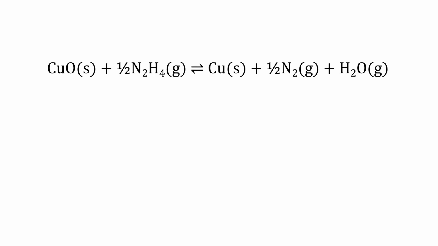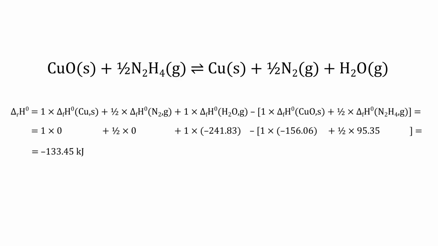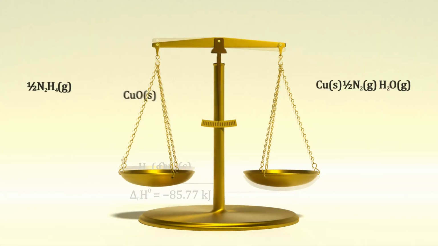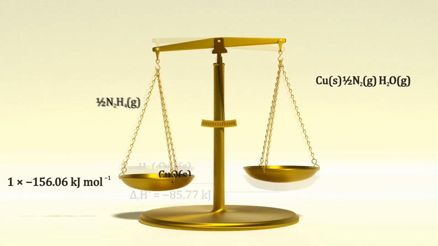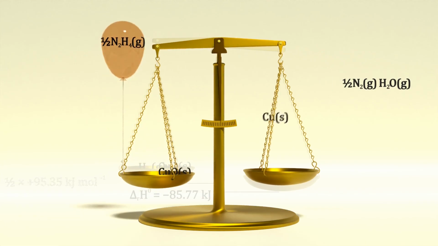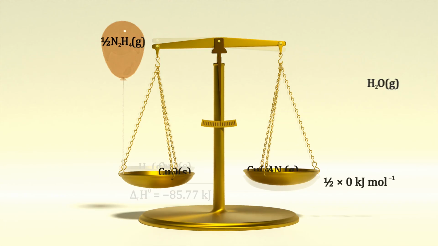The heat effect of the second reaction is -133 kilojoules. The reduction of copper oxide by hydrazine is more exothermic compared to the reduction with hydrogen. The reason is the positive enthalpy of formation of hydrazine, which partially compensates for the negative enthalpy of formation of copper oxide.